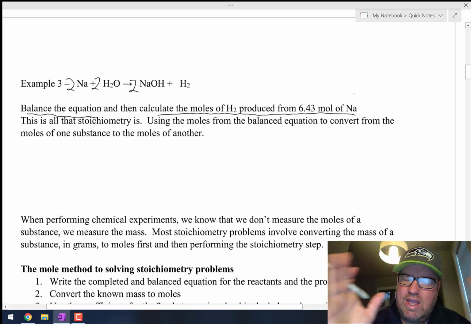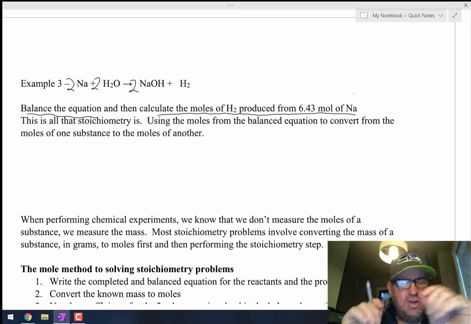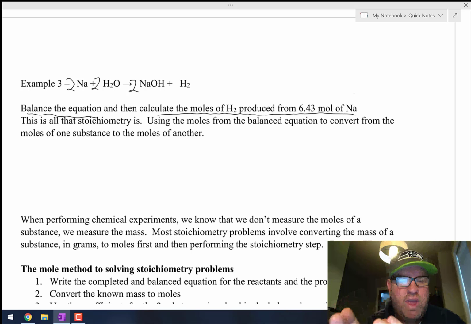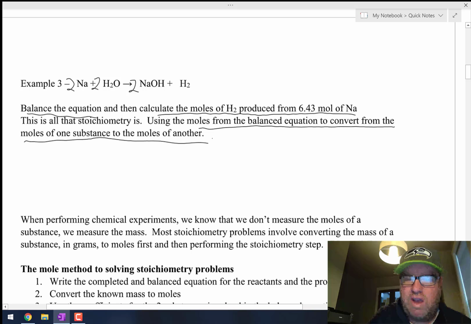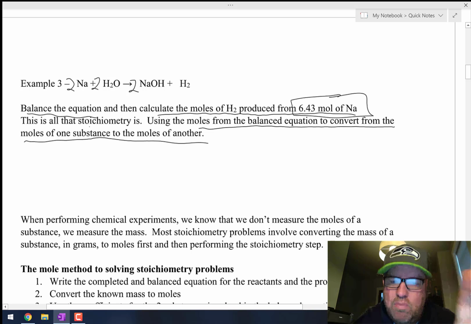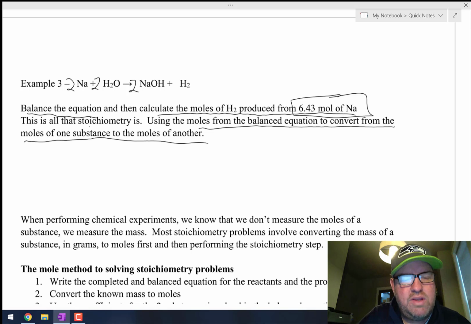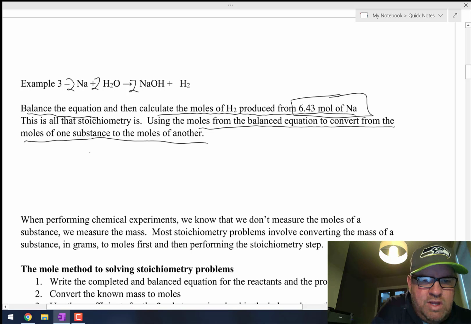Okay, and really, again, that's all stoichiometry is: you're converting from the moles of one thing to the moles of something else, using the moles from the balanced equation to convert from the moles of one substance to the moles of another. So we're going to start with what they give us. And this is a good point for you to pause the video. Go ahead and give this a try yourself. See if you can do it. And then come back and see if your answer matches mine. So I'm going to take 6.43 moles of Na.